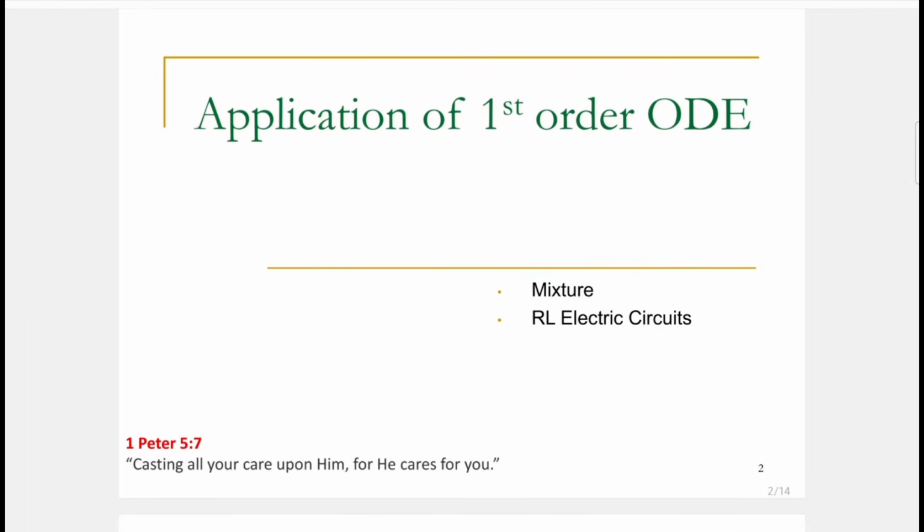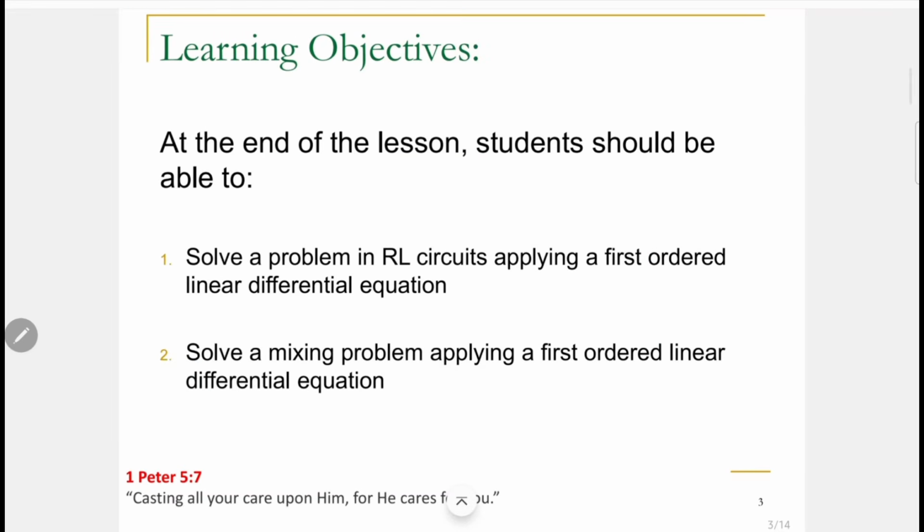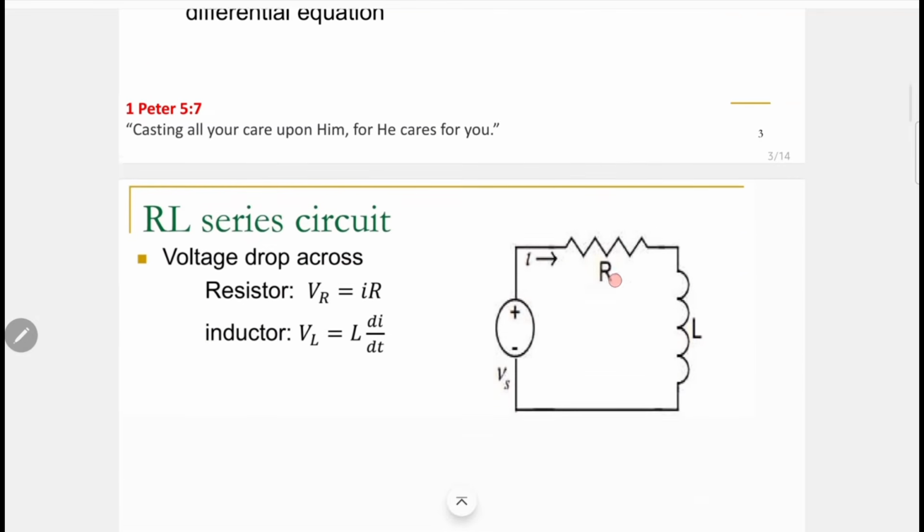Hello again, class. This video is another application of first order ODE. The topics are mixture and RL electric circuits. At the end of the lesson, students should be able to solve a problem in RL circuits applying a first order linear DE and solve mixing problem applying a first order linear DE.